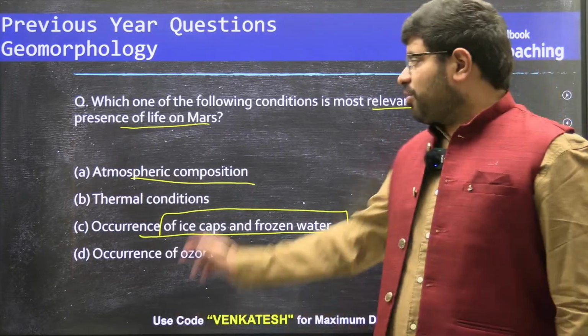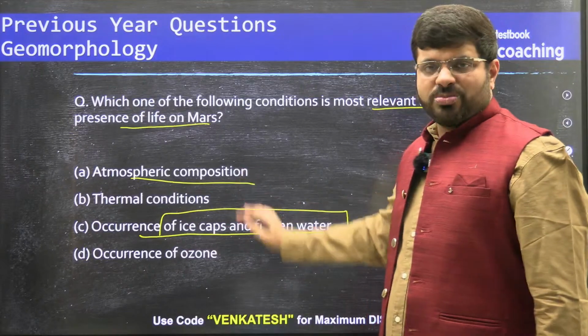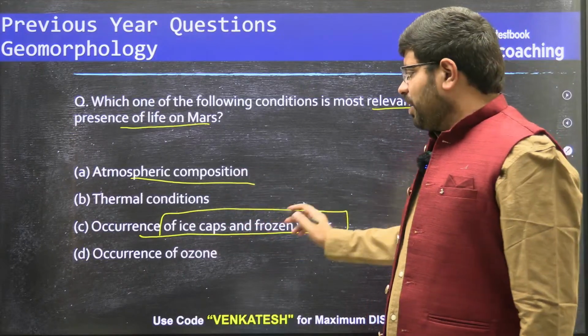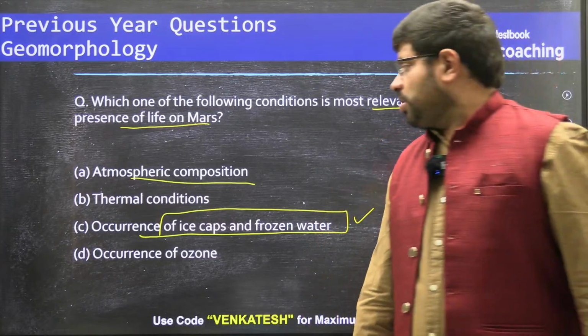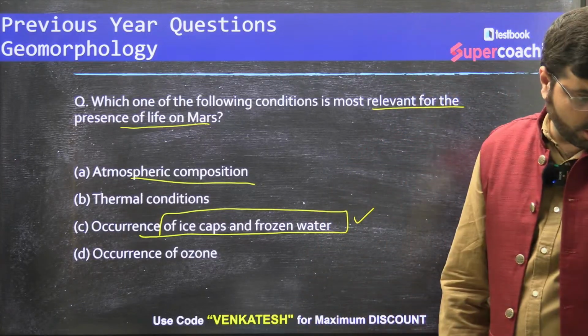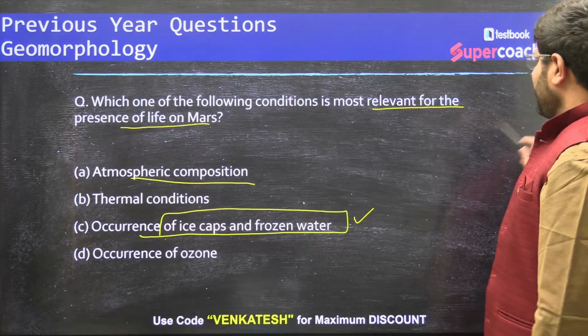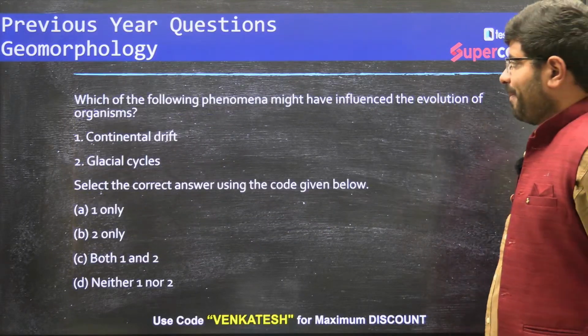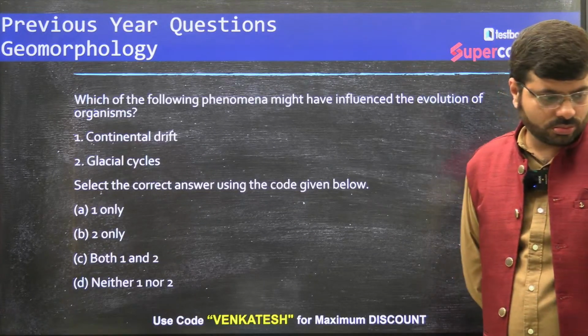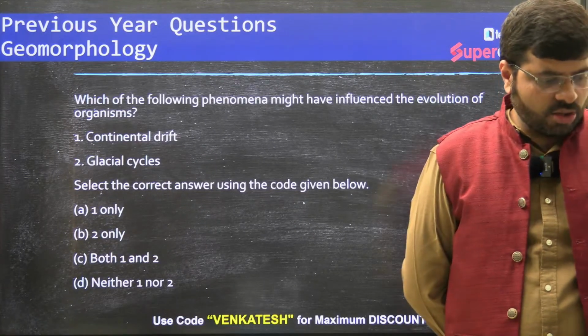So, keeping these options, A and C are much closer. For that, the most important is automatically C, occurrence of ice caps and frozen water. Right. So, this is the thing. And let's move to the next question. Yes, Rahul, you are right.